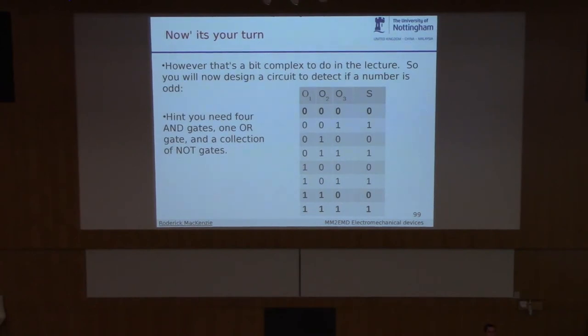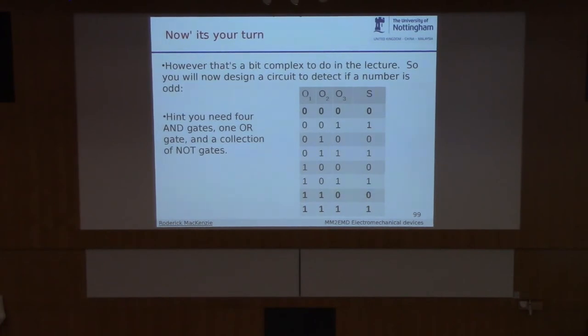So 0 isn't odd, 1 is odd, 2 isn't odd, 3 is odd, 4 isn't odd, 5 is odd. So I want you to design now, just scratch down on a piece of paper, a circuit that will tell you whether or not a binary number is odd or not odd. Okay, so an odd or even detector, effectively. So really, sorry? Is 2 an even number? Yes, 2 is an even number. So just have a go at that.